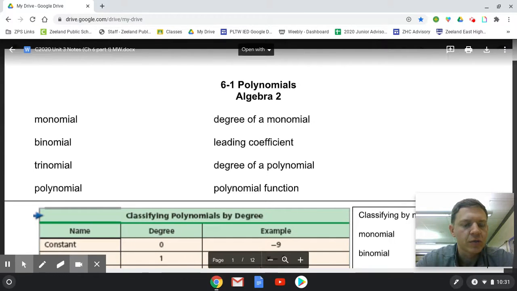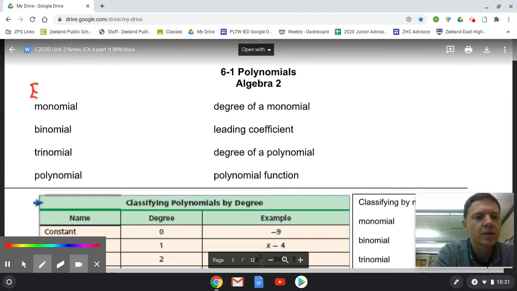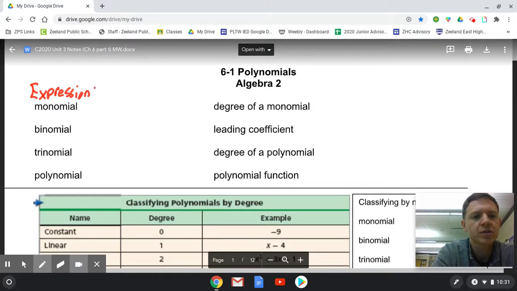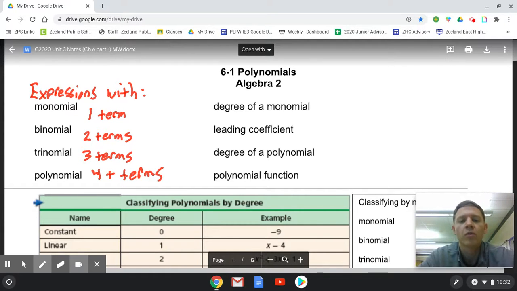Okay, I'm going to talk quickly just about some vocabulary about polynomials, starting with the left side here. I'm just going to write expression at the top. All of these are just different ways to describe expressions with terms, and then colon. A monomial is an expression with one term. The binomial is an expression with two terms. The trinomial is three terms. And then polynomial usually means four or more terms. That's like 4 plus terms, 4 or more. Okay.